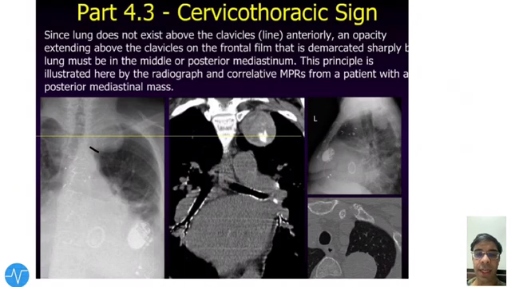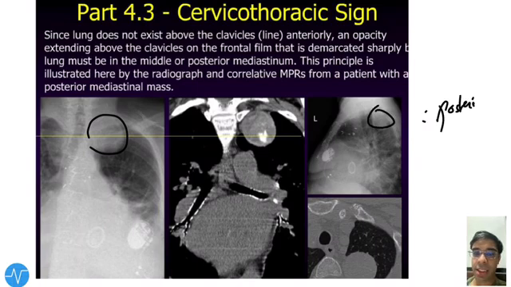Let's see the radiographic image. On the X-ray, we'll draw the lesion. It is above the clavicle. Therefore, it is in the posterior mediastinum. On lateral chest X-ray also we can see. On CT also we can see that the lesion is near the vertebra. Therefore, it is in the posterior mediastinum. We'll remove it and then see.